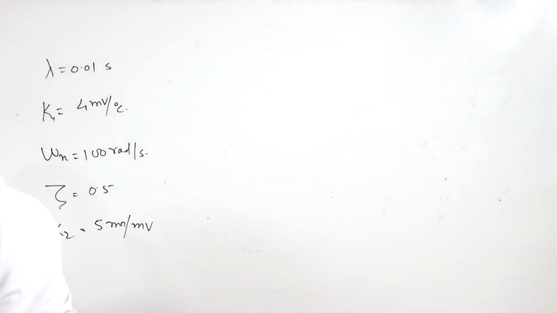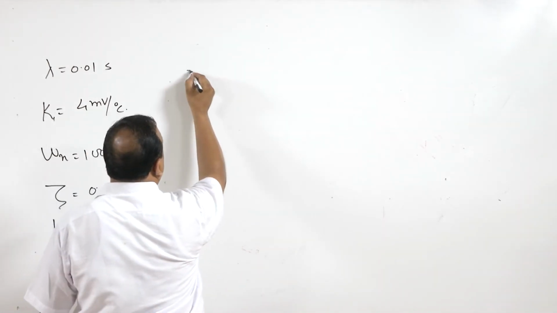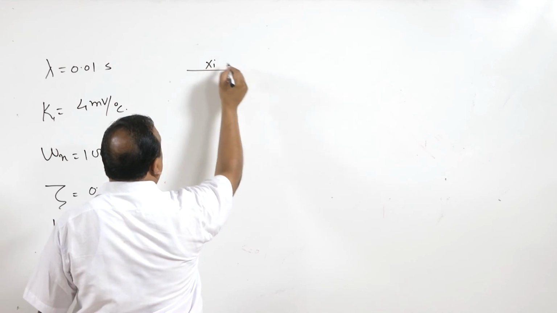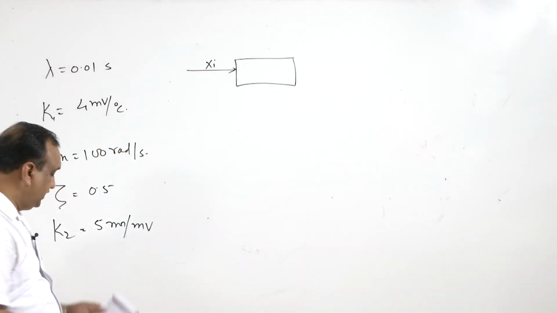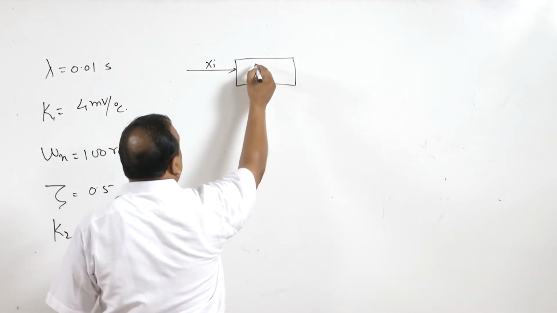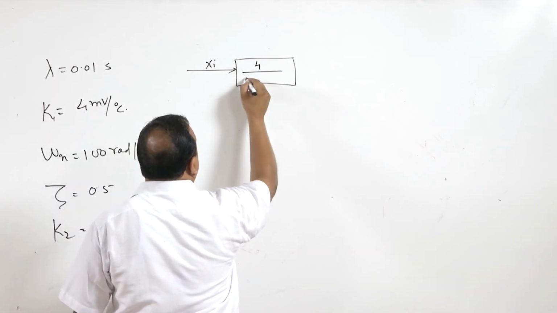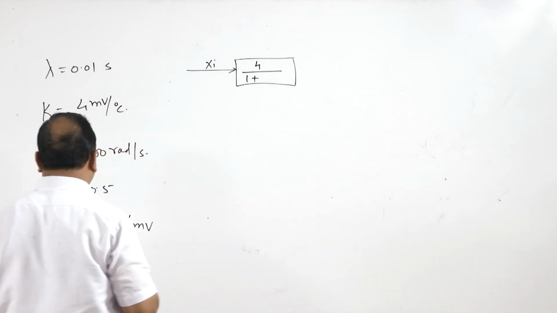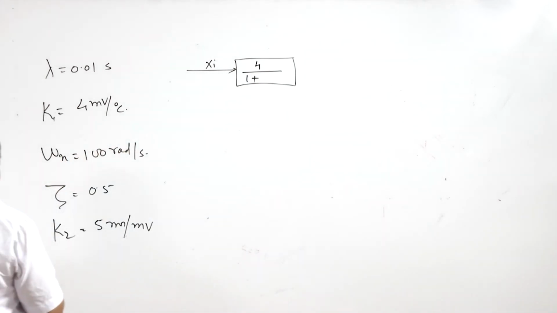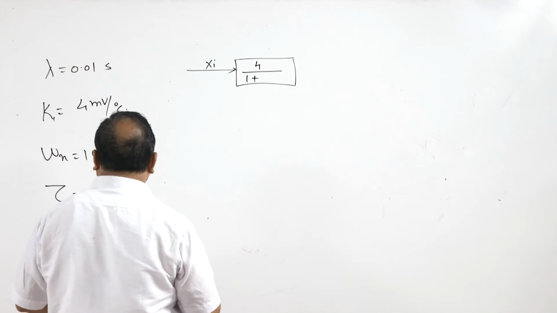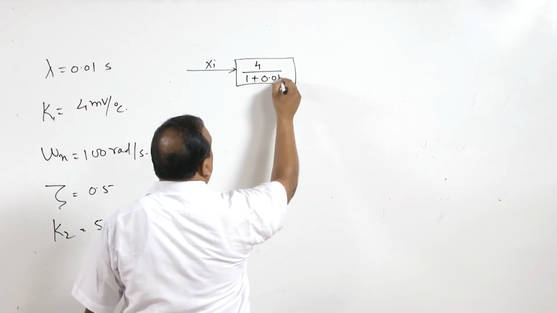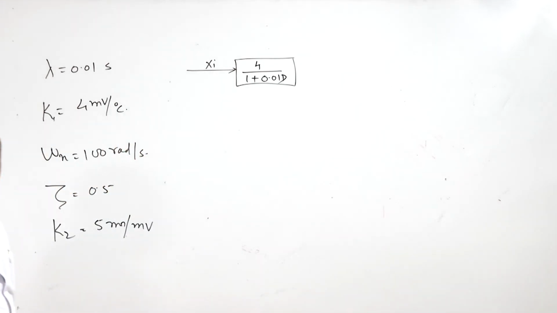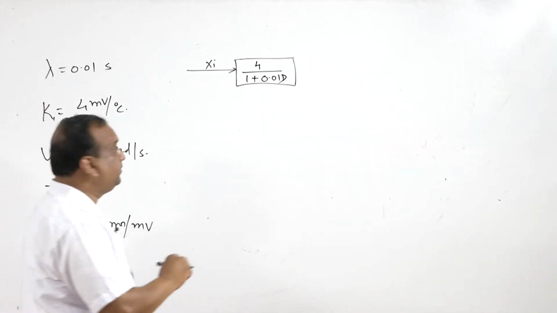So if you wish to draw a block diagram, then this is xi, and the first order instrument transfer function is static sensitivity divided by 1 plus lambda d, where lambda is 0.01. This is the transfer function of the first order instrument. This is how it has to be represented.